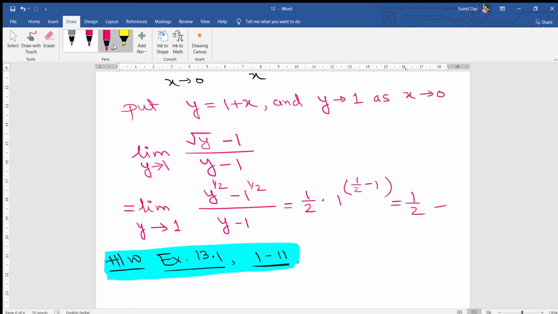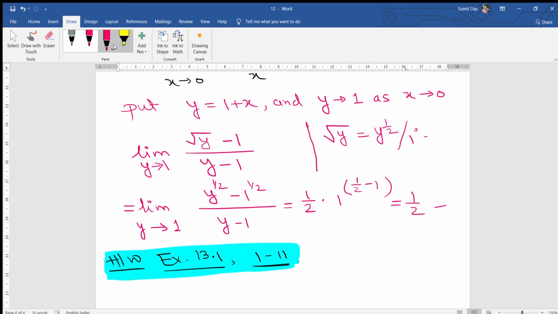y to the power square root of anything, square root of y, we can write y to the power 1 by 2, right or not? I hope you know this one. So y to the square root of y, I'm writing y to the power 1 by 2. Okay, and 1 we can write anything. 1 to the power anything is 1.